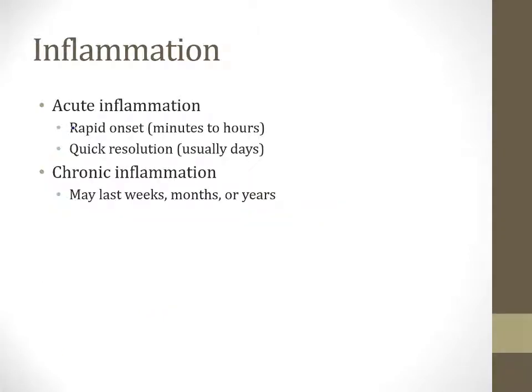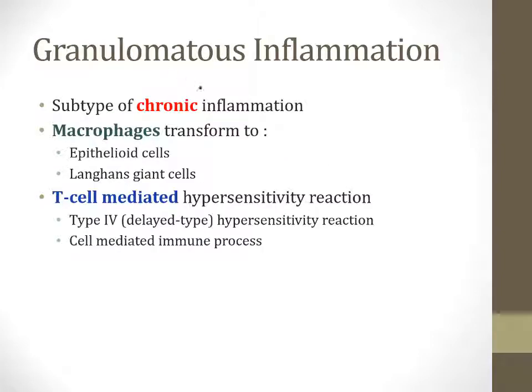In another video I talk about acute and chronic inflammation, but by way of review, acute inflammation has a rapid onset, often in minutes to hours, and it usually resolves quickly within a couple of days. In contrast, chronic inflammation, as the name implies, is chronic and it can last for weeks, months, or years. Granulomatous inflammation is a subtype of chronic inflammation. It's a special form of chronic inflammation where structures called granulomas form. That's how it gets its name.